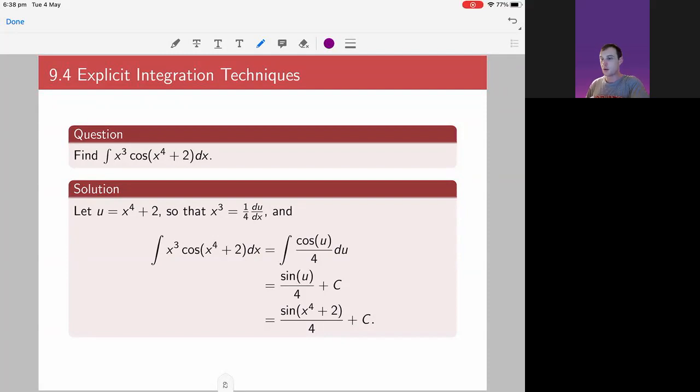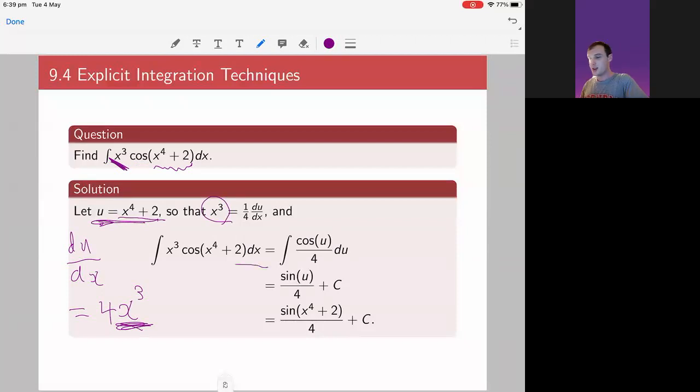I'm going to set u to be equal to x to the 4 plus 2. Why would I do that? Well, cosine of x to the 4 plus 2, that's a pretty tricky thing to integrate straight out. So I'm just going to let x to the 4 plus 2 be its own thing. Now, the reason I can get away with this is because the derivative of u is equal to 4x cubed. And x cubed is precisely what we've got here. So x cubed is equal to 1/4 du on dx.